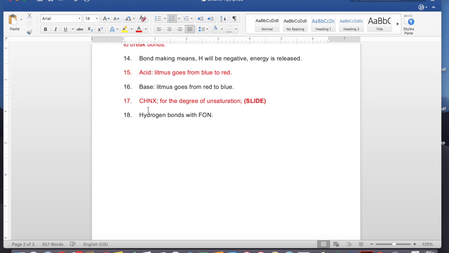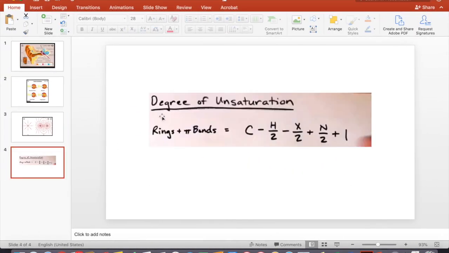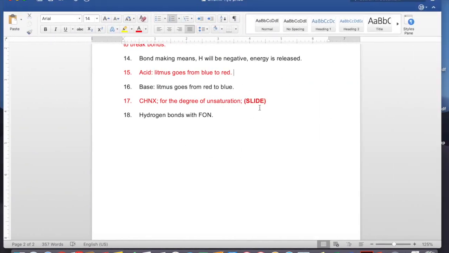CHXN is a mnemonic for the degree of unsaturation. I will link a video for this in the description box below. But just so you know, this is the formula: the rings plus the pi bonds equals this formula. The way I remembered it was CHXN, like chicken. I don't know why, that just helped me remember it. I'll definitely link a video down below so you understand this further.